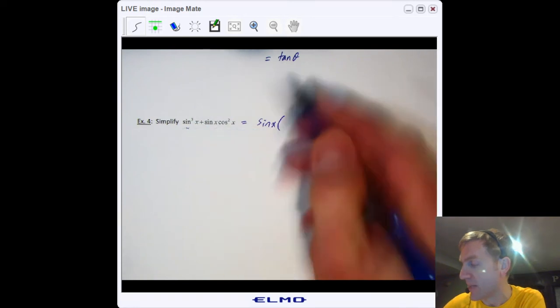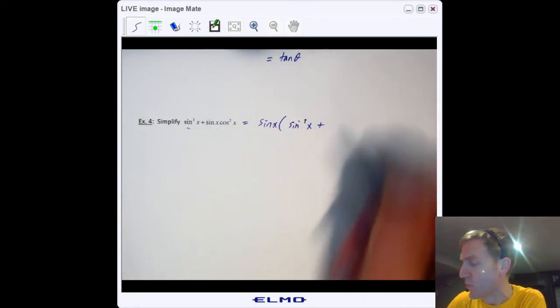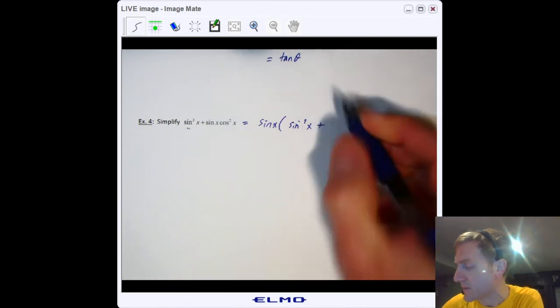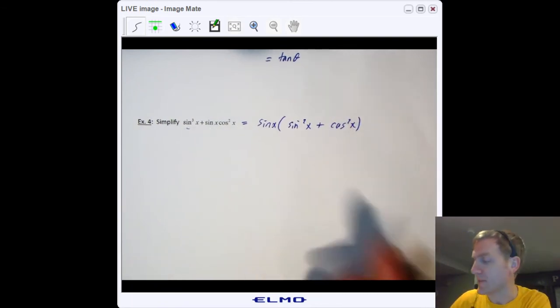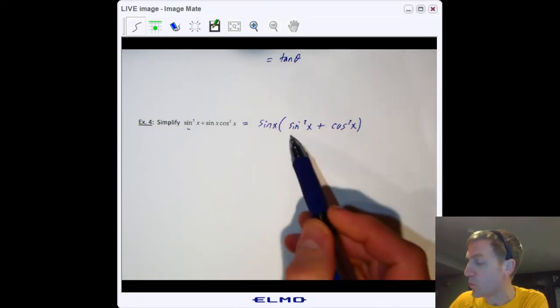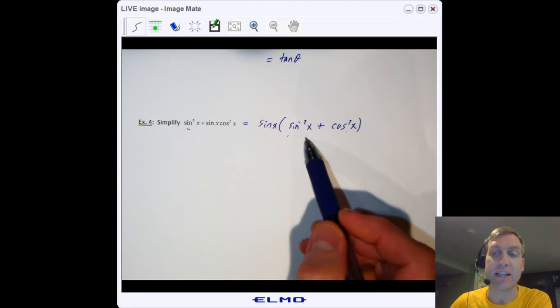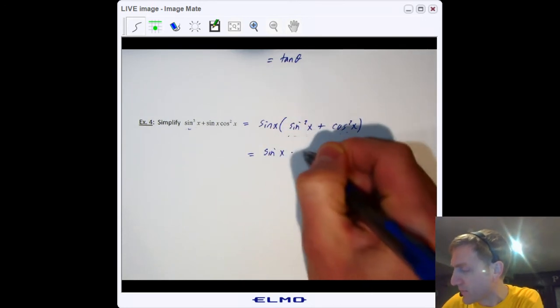Sine cubed x, if I take out one sine, I'm left with 2 more sines, so that'd be sine squared x, and take a sine x out of this term, and I'm left with cosine squared x. So I have sine x times the quantity sine squared x plus cosine squared x. And now, hey, what do I know? That should look familiar. That's one of our Pythagorean identities. Sine squared x plus cosine squared x is just 1.